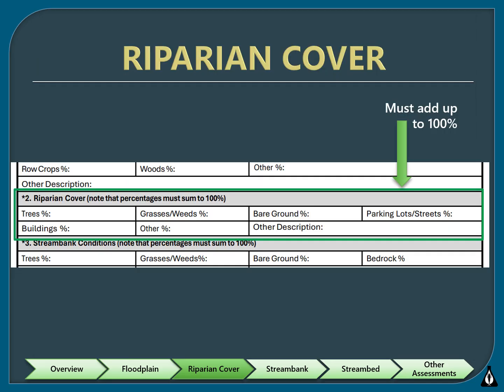The riparian cover is the different types of land use within the riparian zone of your stream site. You will estimate percentages of various types of riparian cover, including trees, grasses or weeds, bare ground, parking lots or streets, buildings, and other. If a value is entered under Other, describe the cover and enter the percentage. Total of percentage for riparian cover should equal 100%.